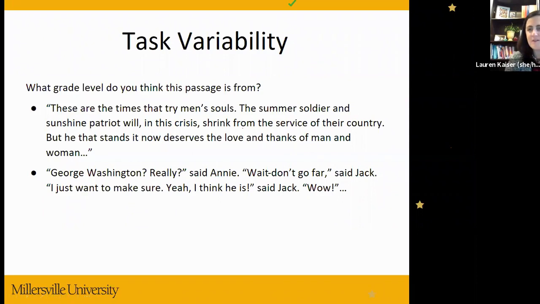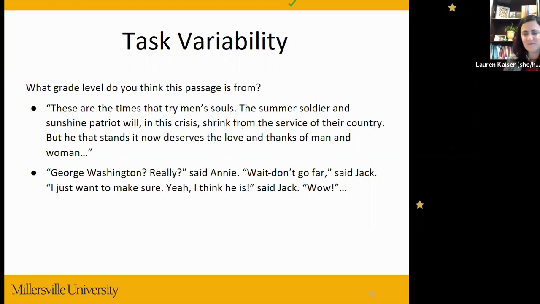These are the times that try men's souls. The summer soldier and sunshine patriot will, in this crisis, shrink from the service of their country. What grade level would that be if we had a runner readability? And then you got George Washington. Really, said Annie? Wait, don't go far.